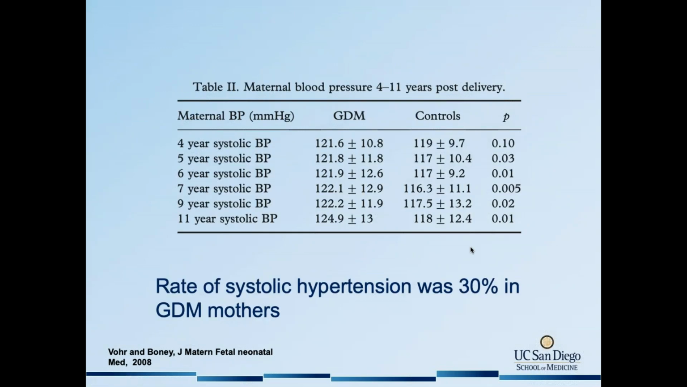And the rate of systolic hypertension was about 30% in mothers with gestational diabetes compared to normal controls. And you can see here at 4 years, 5, 6, 7, 9, and 11 years, there was always a difference in the systolic blood pressure among moms exposed to gestational diabetes.